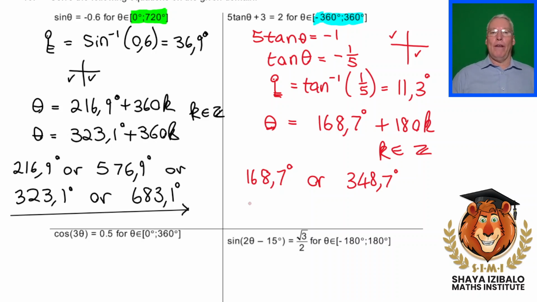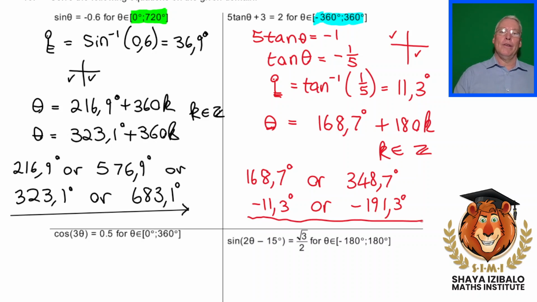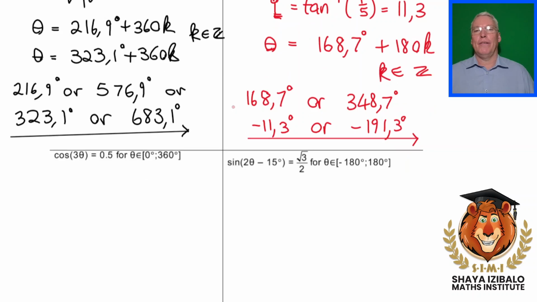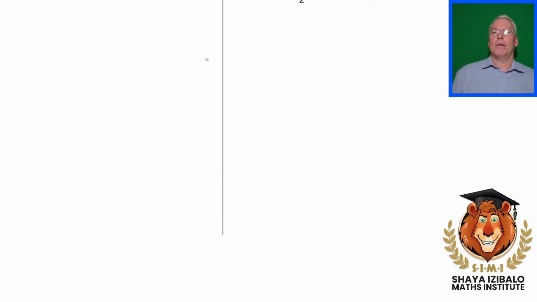If we subtract 180 once, we get 168.7 minus 180 is negative 11.3. If we think about it, that's a quadrant 4 angle as well, by 11.3 degrees, so it makes sense. If we subtract another 180 from here, we get minus 191.3 degrees. If we subtract another 180, we go out the bottom end of that range. So those are all the solutions to this equation. Notice how we're underlining our answers each time. It helps our teacher mark the work.